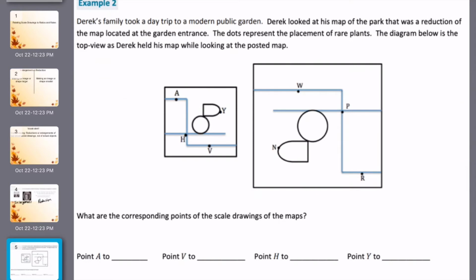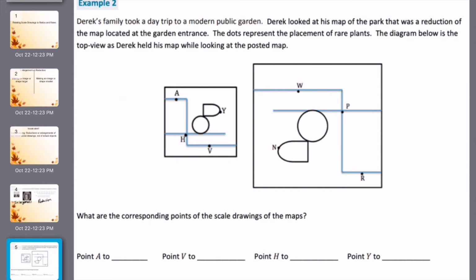Derek's family took a day trip to a modern public garden. Derek looked at his map that was a reduction of the map located at the garden entrance. The dots represent the placement of rare plants. The diagram below is the top view as Derek holds his map while looking at the posted map. What are the corresponding points of the scale drawing of the maps?